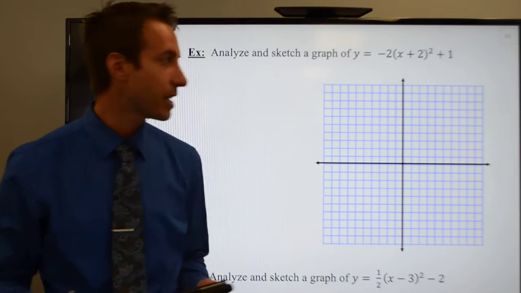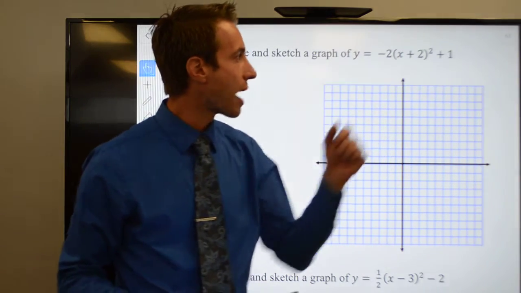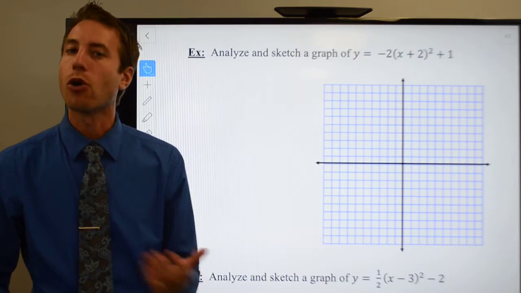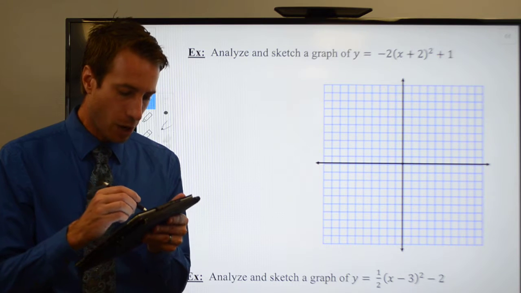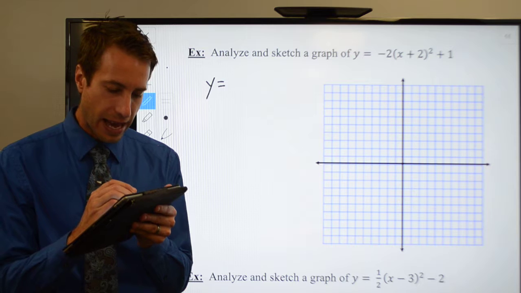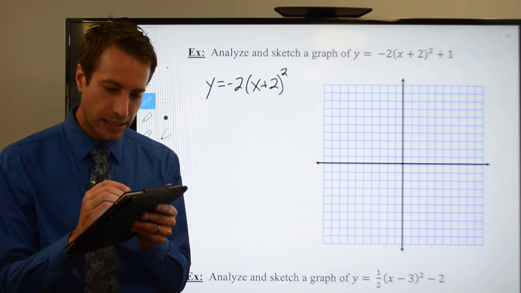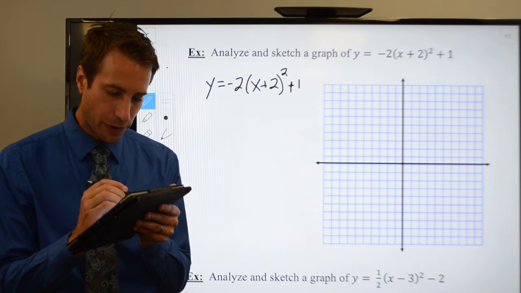Alright guys, welcome to this page of the notes. We're going to go ahead and try a couple more of these problems where we are graphing a quadratic already given to us in vertex form, which of course requires us to identify the values of a, h, and k, which I can easily do when it is in vertex form.